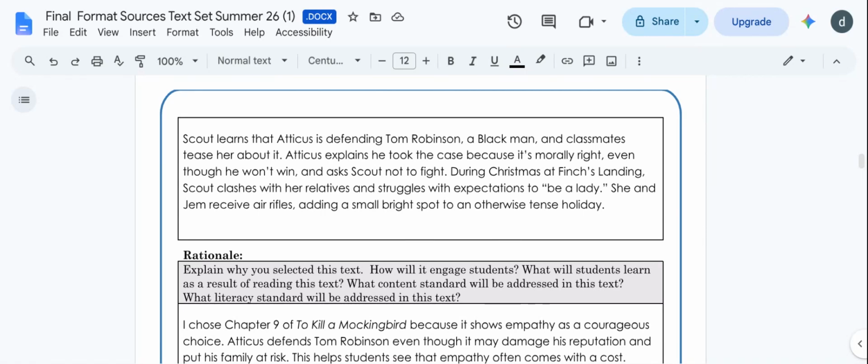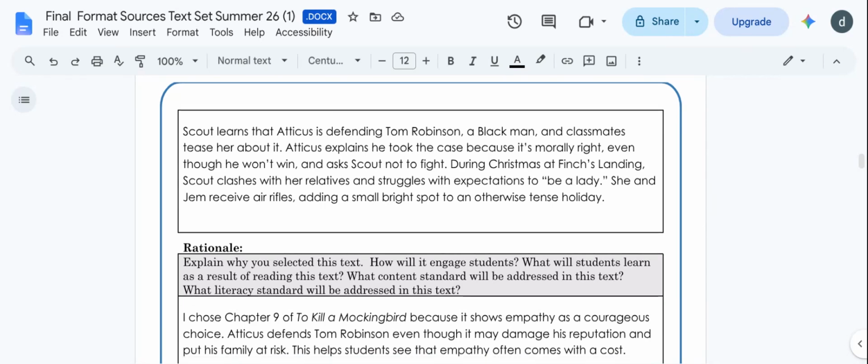During Christmas at Finch's Landing, Scout clashes with her relatives and struggles with expectations. So here you have a price to pay, because there will be no peace within your community and even in your family, because they do not see it as normal for you to stand up for a Black man, even though the man is innocent, which is very unfortunate.